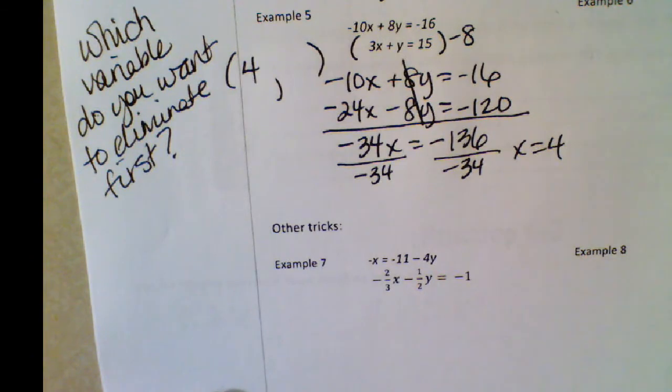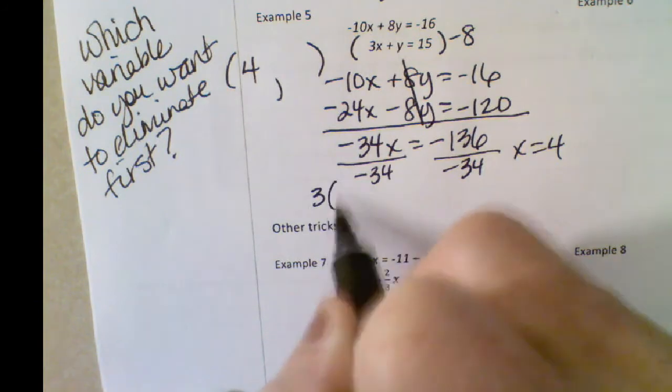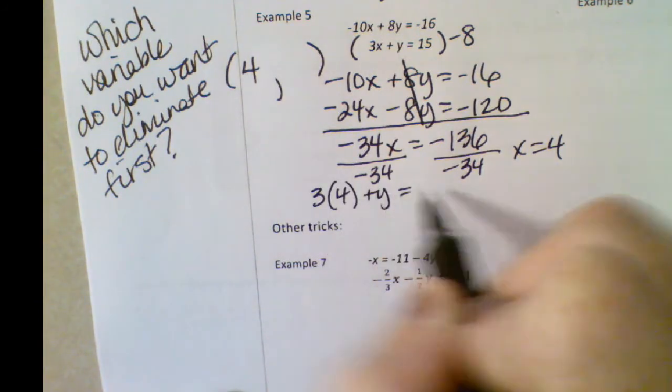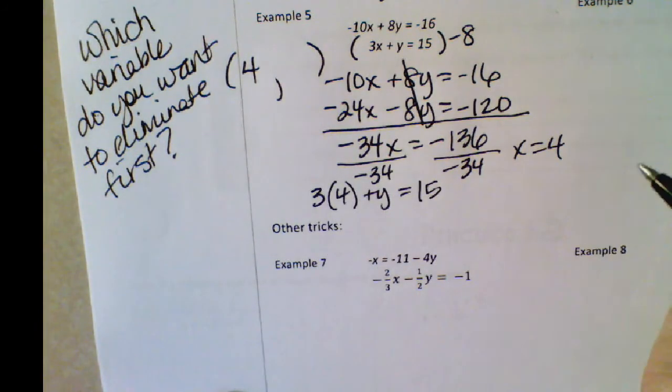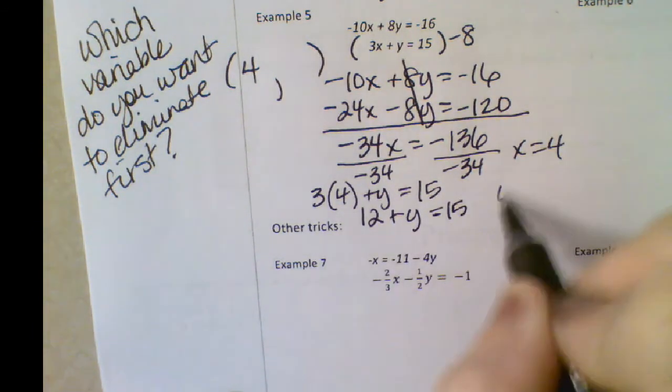Second equation. Okay, so we have 3 times your x value, 4, plus y equals 15. What's 3 times 4? 12. And 12 plus what gives you 15? So our y value is 3.